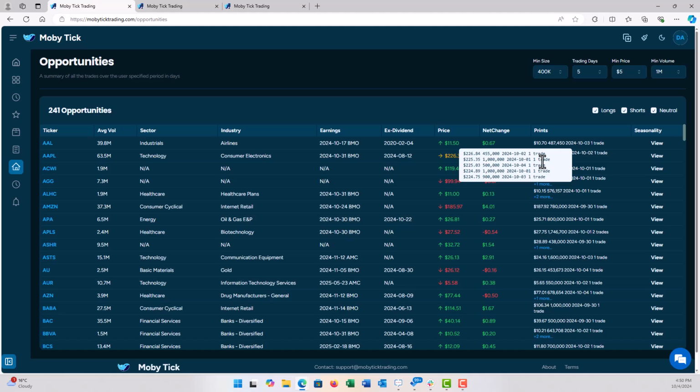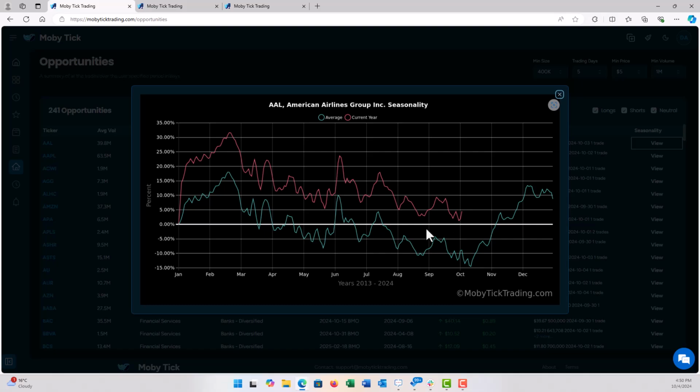So the other thing too is if I click on the seasonality tab here, this view for AAL, what this shows us is the green is the average. Usually it's 20 years, but this is 2013 to 2024. That's what we have the data for. So this is 11 years of seasonality. And what we can see here is over the course of the year, January to December, it looks like it's kind of on a downward trend. And then starting in October is when airline seasonality tends to kick off.